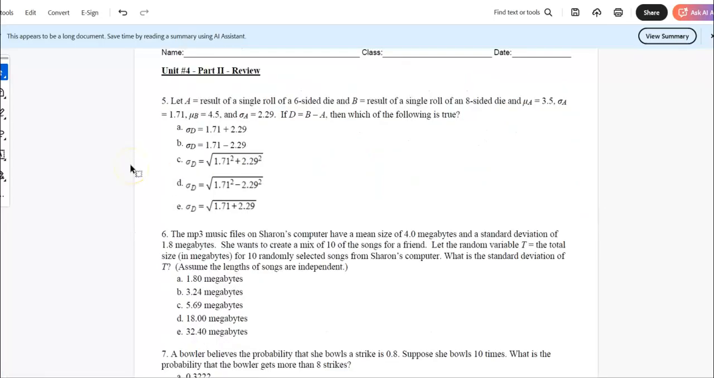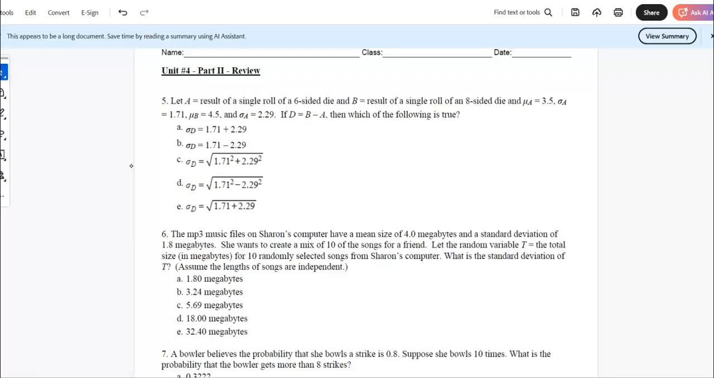Okay, so number 5. Let A equal the result of a single roll of a 6-sided die. B is the result of a single roll of an 8-sided die. And the mean is 3.5 of A, and standard deviation 1.71. So we're combining random variables here. So B minus A. So which of the following is true? These are all standard deviations. So let's talk standard deviations here.